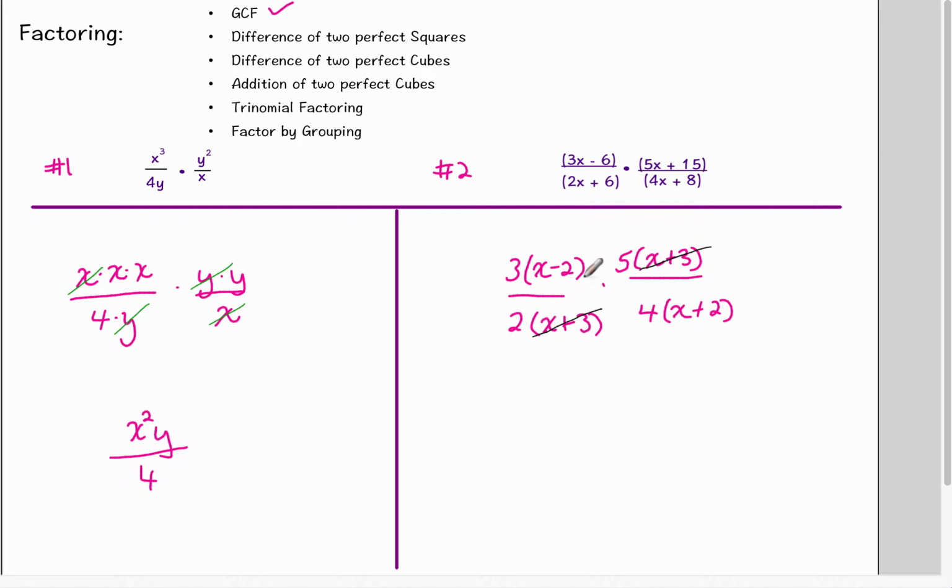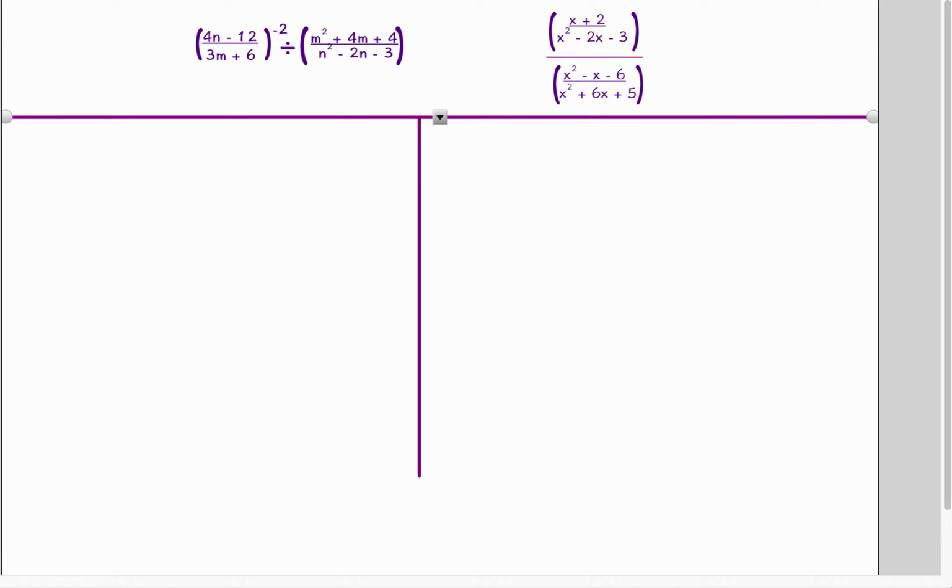Now, what do we have left? Well, we have 3 times 5, monomials that can get put together to get me 15. And then we have a binomial of x minus 2 left on top. On the bottom, we have another monomial of 2 and 4, which can get multiplied together to get me 8. And then we're left with x plus 2 on the bottom. And these cannot cancel, obviously, because they're not the same number. This is a number that is 2 less than x, and this is a number that is 2 more than x. So they're not the same number. All right, let's step it up to the harder ones.